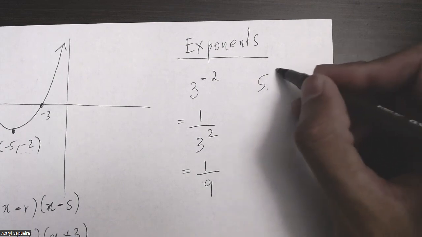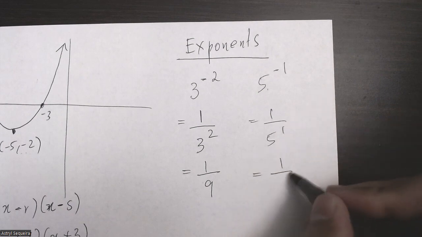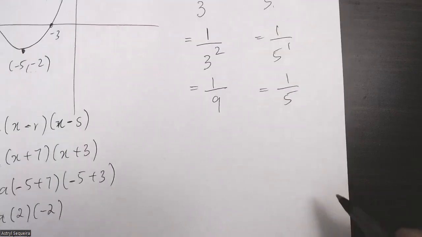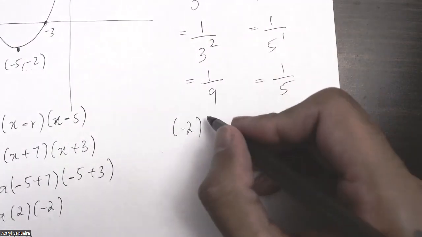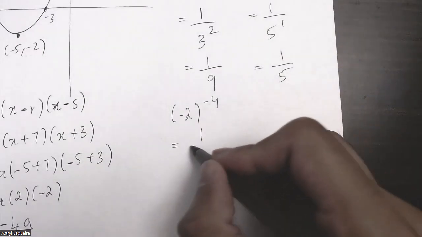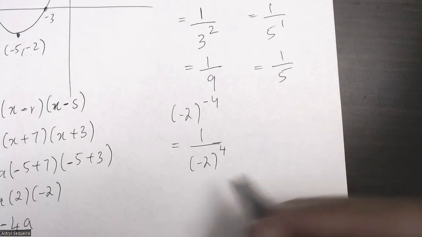Pretty simple. If I have 5 to the power of negative 1, that's just 1 over 5 to the power of 1, which is just 1 over 5. So nothing complicated over there. Sometimes you can have brackets that make things a bit harder. So if I have negative 2 to the power of negative 4, I'm going to get rid of my negative exponent first. So that's 1 over negative 2 to the power of positive 4.